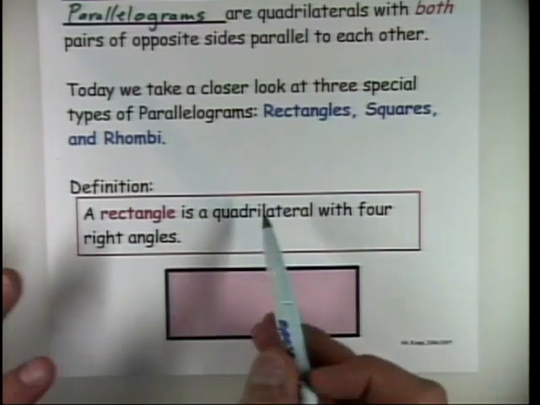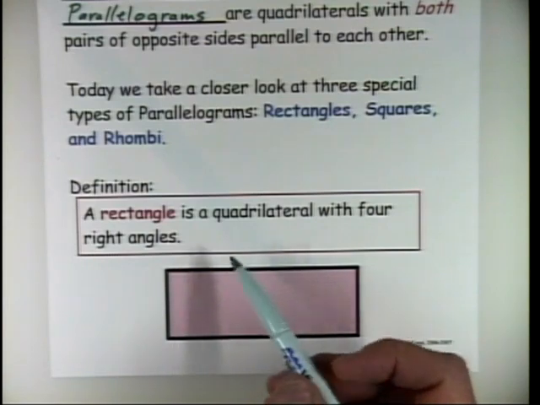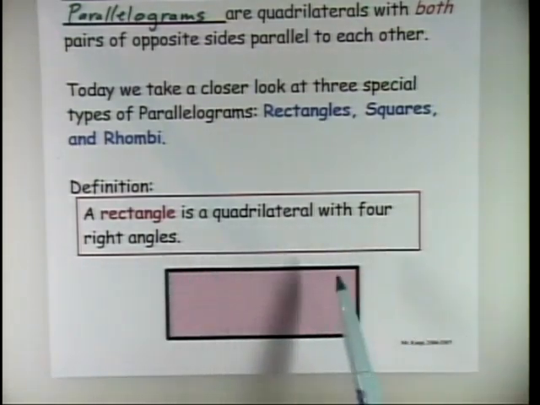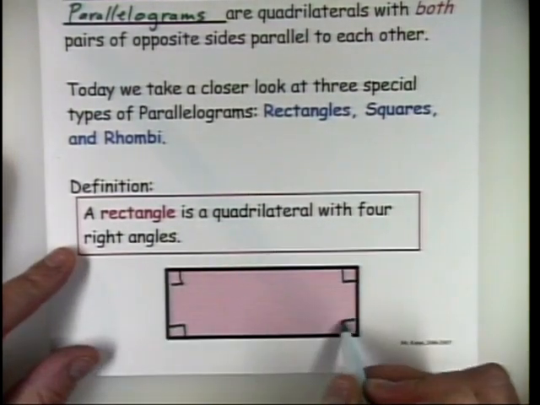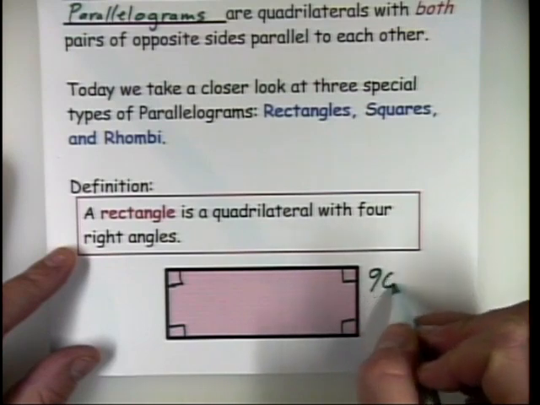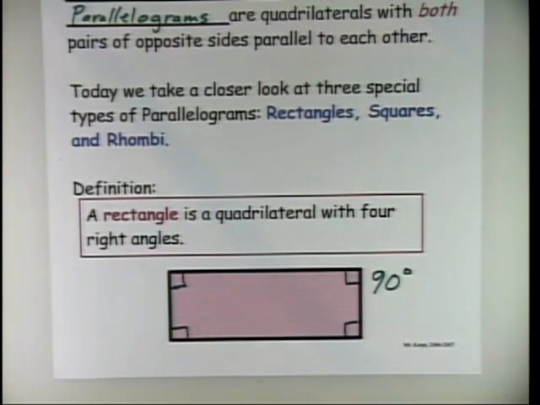A rectangle is a quadrilateral, meaning it has four sides, and it's closed. All the sides are connected, and it has four right angles. That means that this is a right angle, this is a right angle, and this is a right angle. And remember, right angle means that they equal 90 degrees. So, that's the only requirement for a rectangle: four sides, all the angles are 90 degrees.